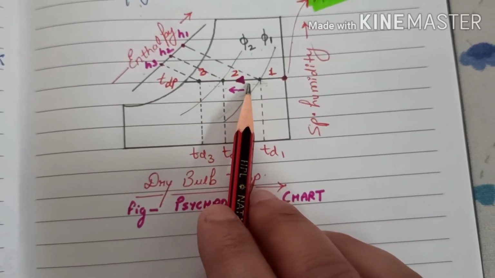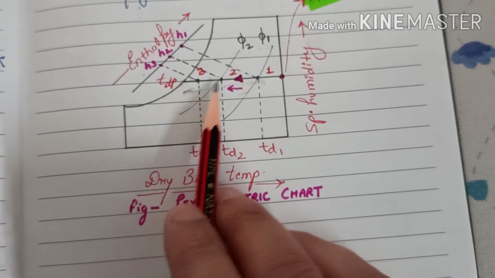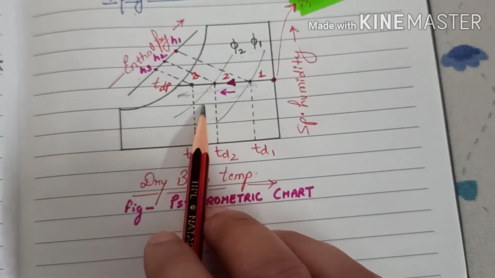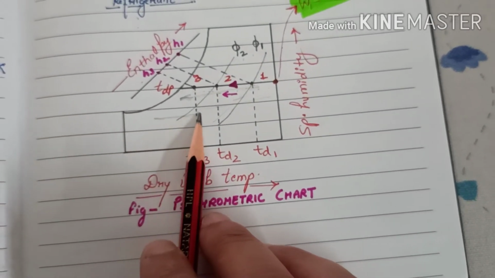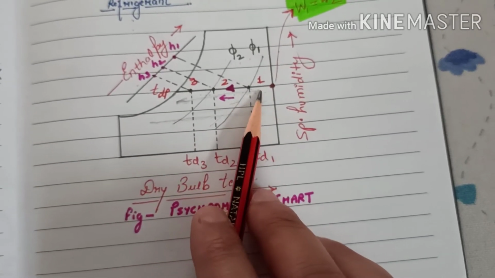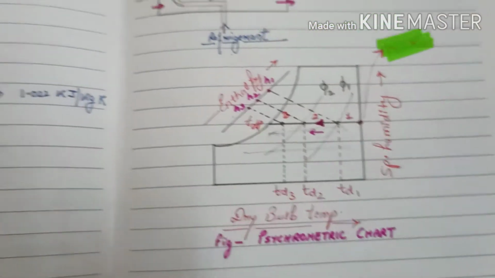In this direction of the graph, the relative humidity, that means the value of phi, increases if you go in this direction, but if you go in this direction, then relative humidity decreases. But in this process the relative humidity is increasing.